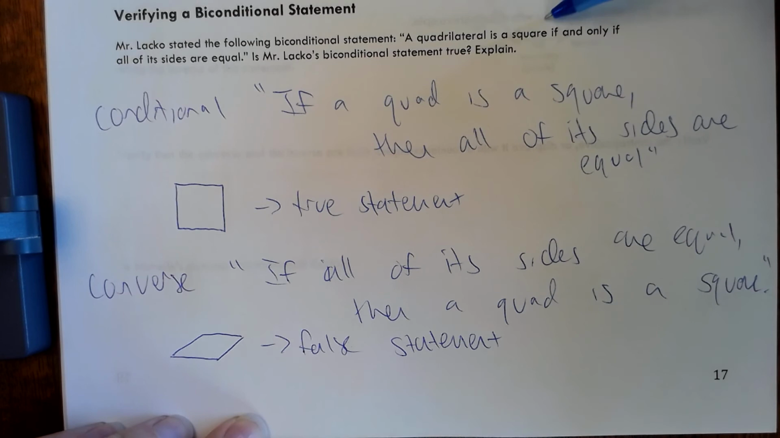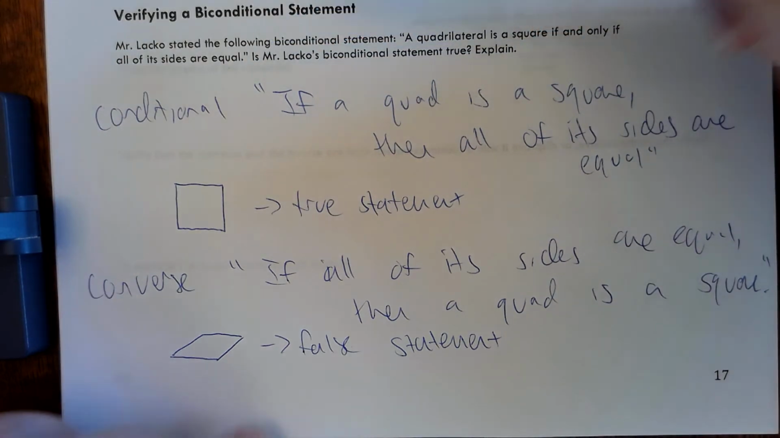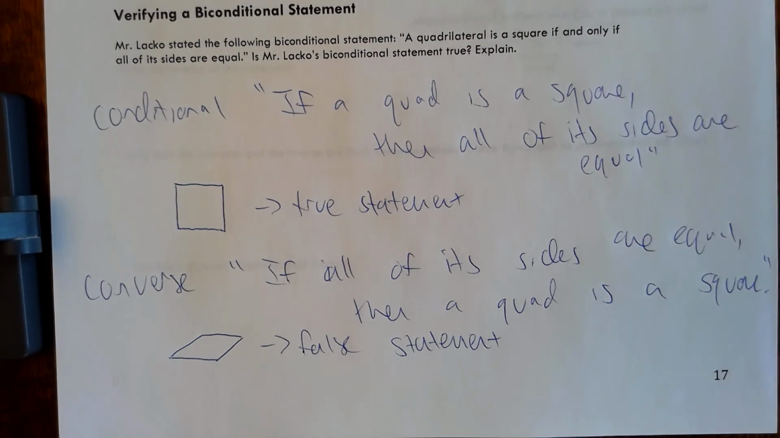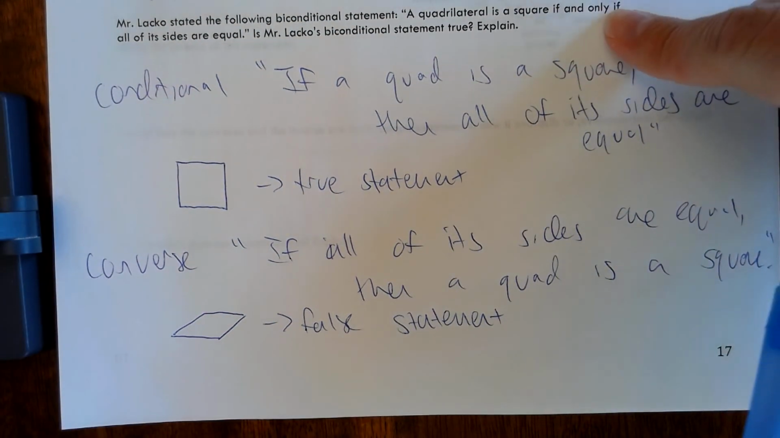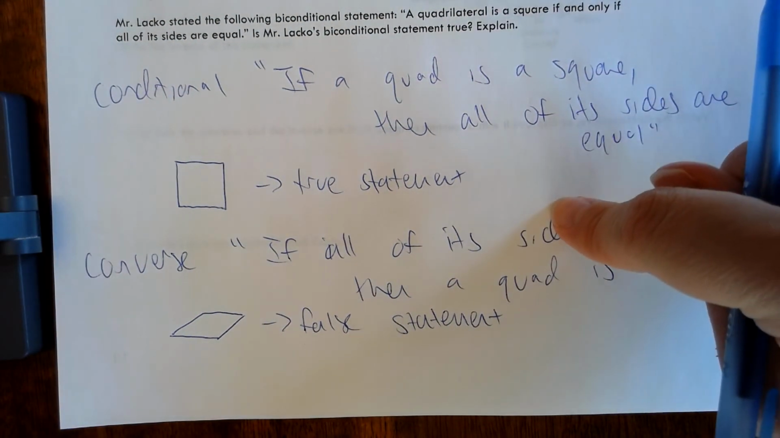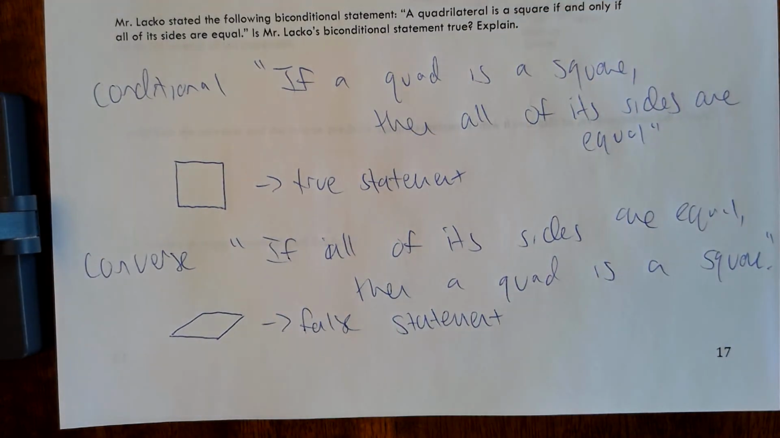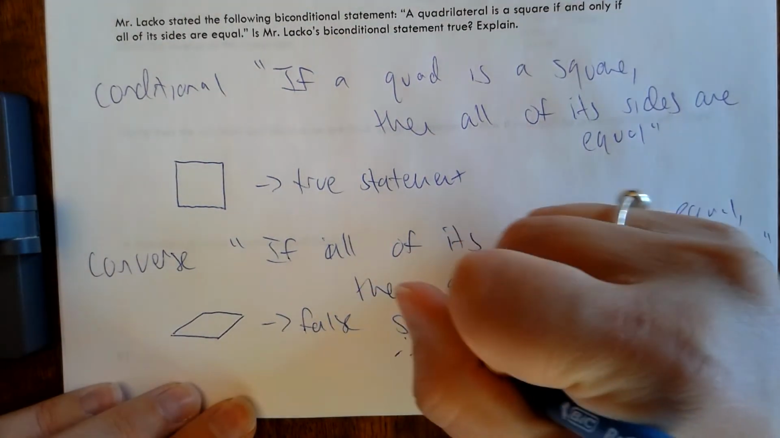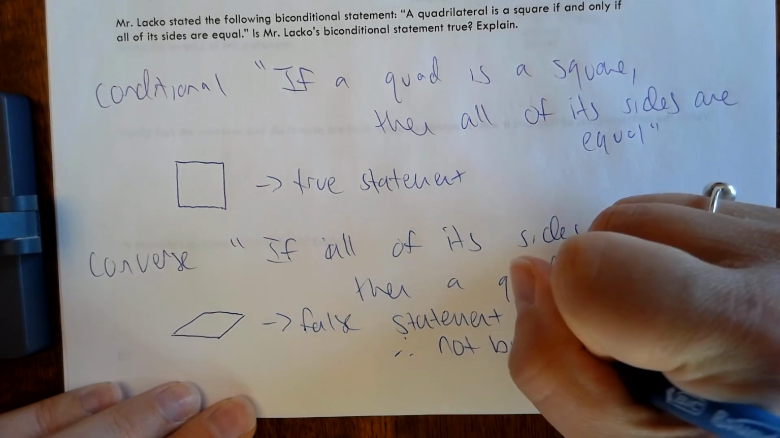Because a quadrilateral is a square if and only if all of its sides are equal, I don't think it goes both ways. I think it only goes one way. So it'd be a great conditional statement, not a great converse statement, and not a great biconditional, by which I mean they're not true. So therefore, not biconditional.